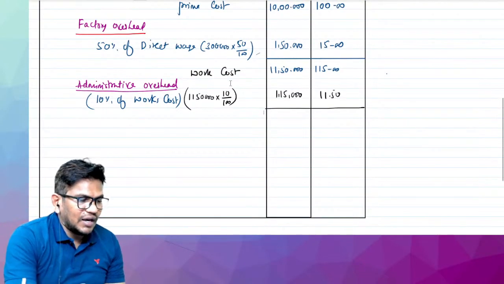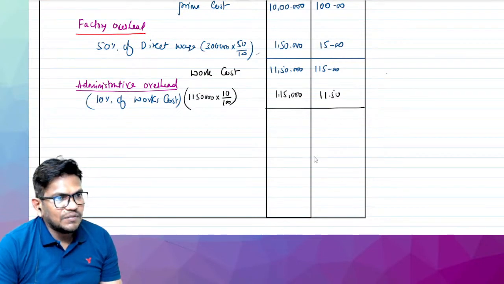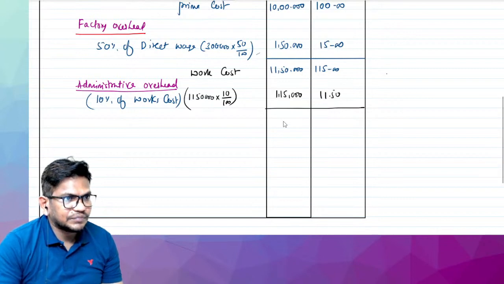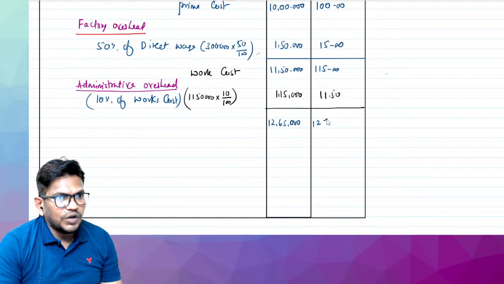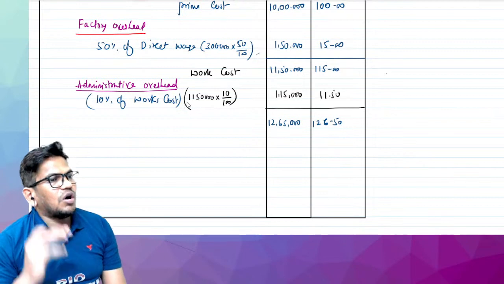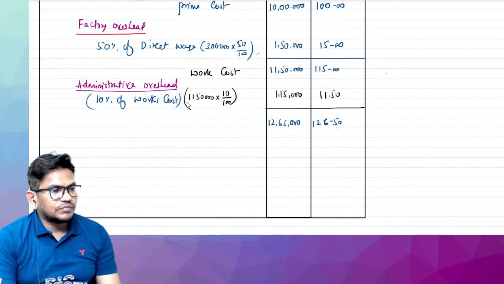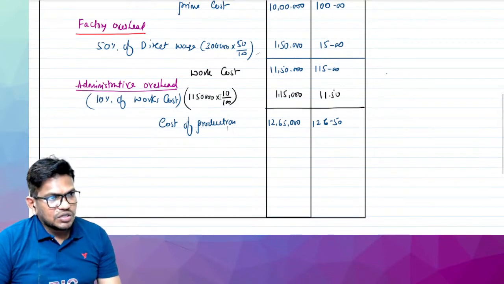Add this now. 11,50,000 plus 1,15,000. That comes 12,65,000. So it is 126.5. Bachcho, this is your cost of production. ठीक है? Cost of production.